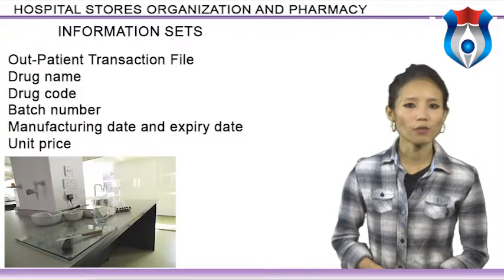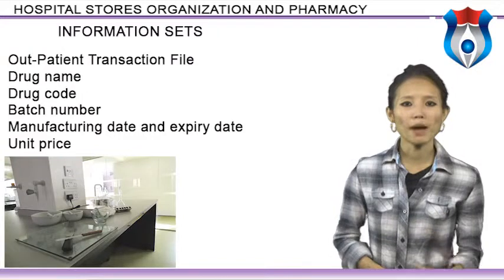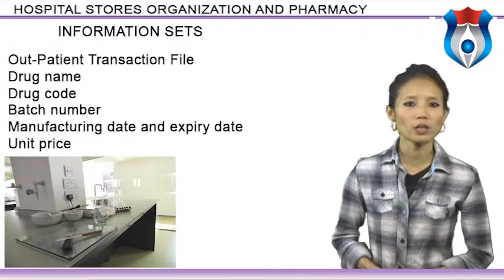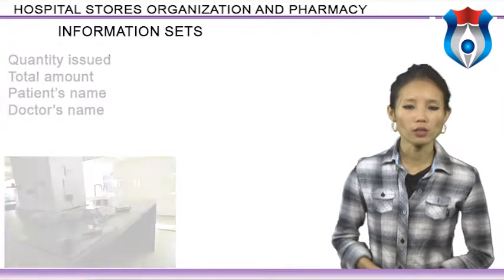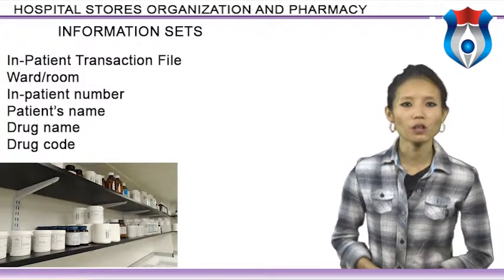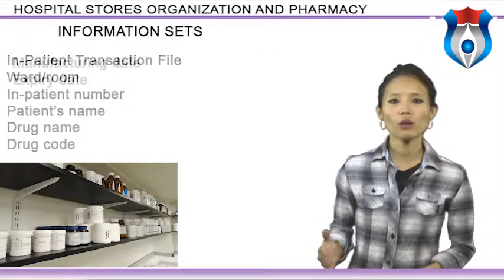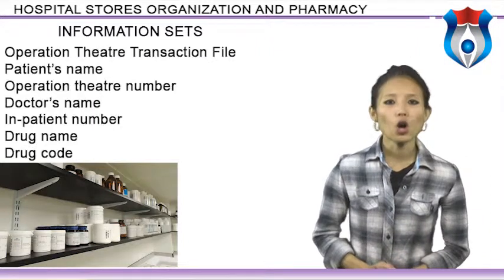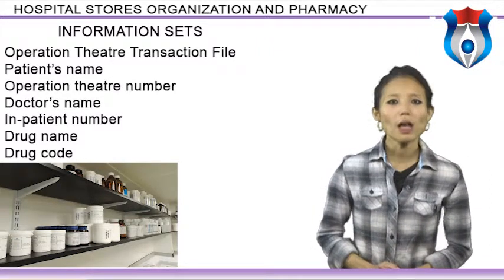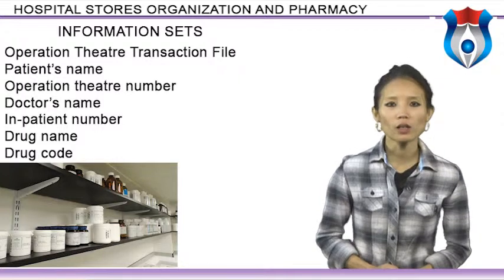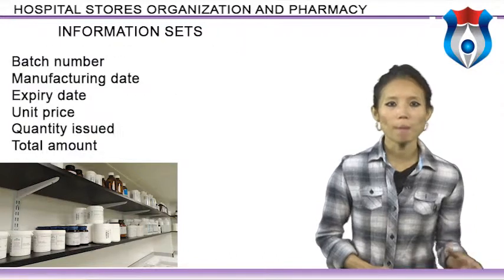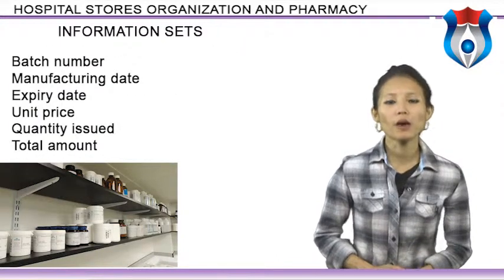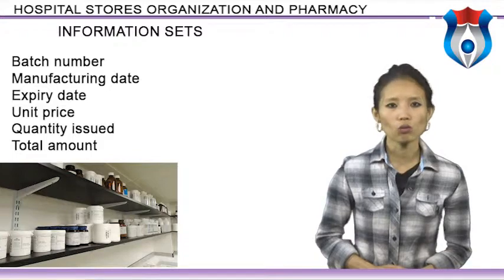Outpatient transaction file: drug name, drug code, batch number, manufacturing date and expiry date, unit price, quantity issued, total amount, patient name, doctor's name. Inpatient transaction file: ward or room, inpatient number, patient name, drug code, manufacturing date, expiry date. Operation theatre transaction file: patient name, operation theatre number, doctor's name, inpatient number, drug code, batch number, manufacturing date, expiry date, unit price, quantity issued, total amount.